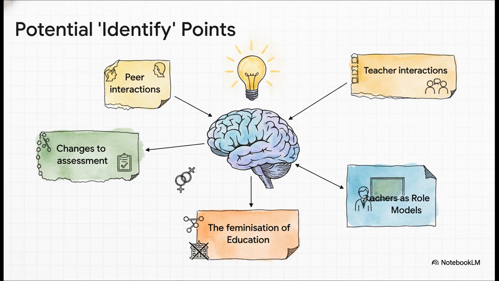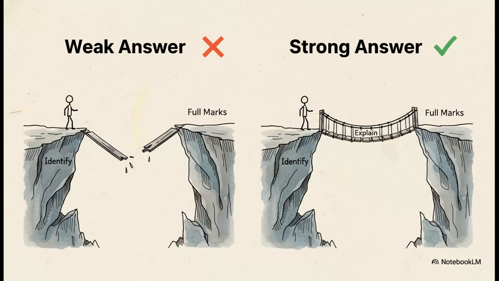Now for your identify step, you've got plenty of options. You could talk about any of these. Let's just pick one. How about teachers as role models? The second you write that down, you've identified your point. That's 1 mark, guaranteed. And this right here shows you exactly where that second mark comes from.